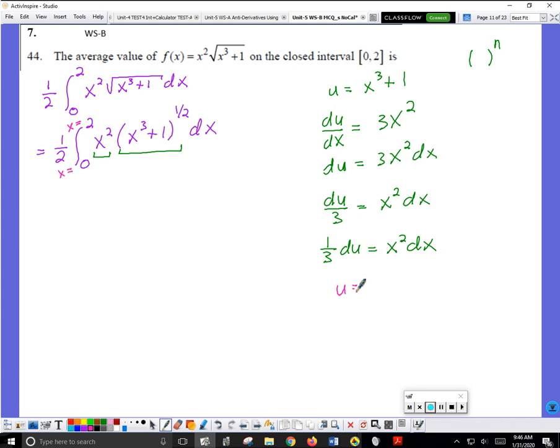So just use that. Write on your paper. U equals, the upper x is 2 cubed plus 1. So that's 8 plus 1, which is 9. The lower limit is 0. That will go pretty quick. 0 cubed plus 1 will be 1.